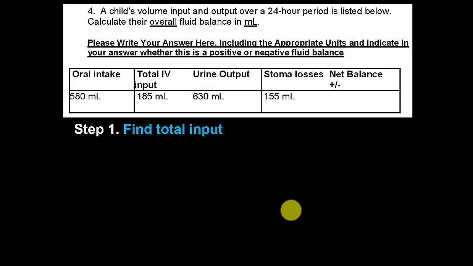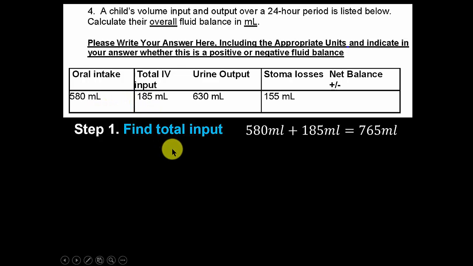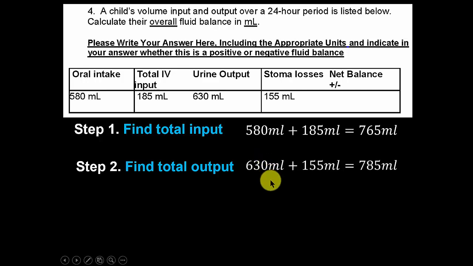Step 1, find the total input. Well, I've got an oral intake of 580 mils and an IV input of 185 mils. So I add those two together, 580 plus 185 equals 765 milliliters. That is my total input. My total output, well, I have got a urine output of 630 milliliters and a stoma losses output of 155 milliliters. So my total output is 630 plus 155, which is 785 milliliters.